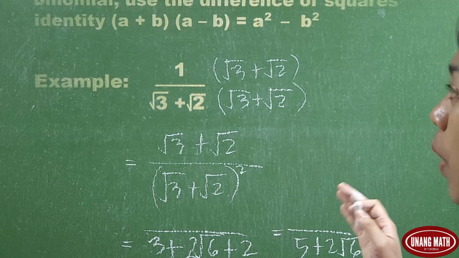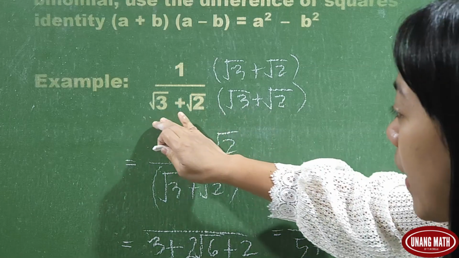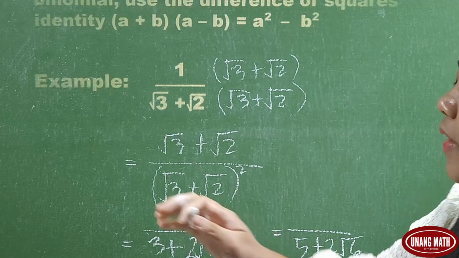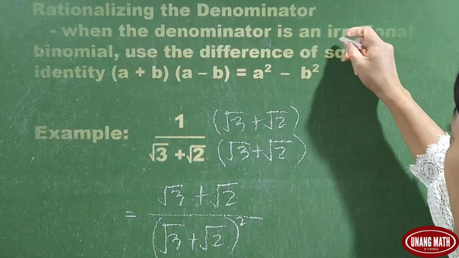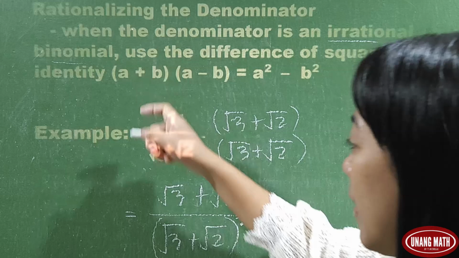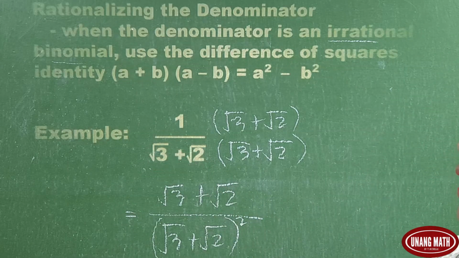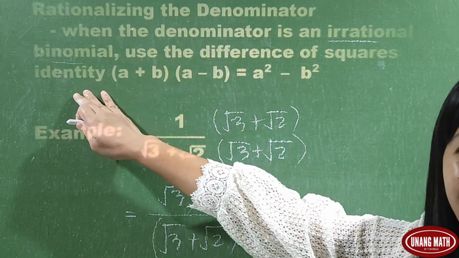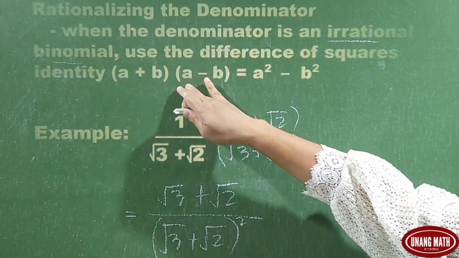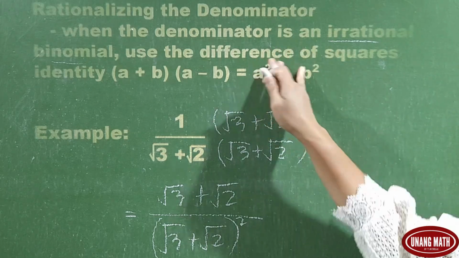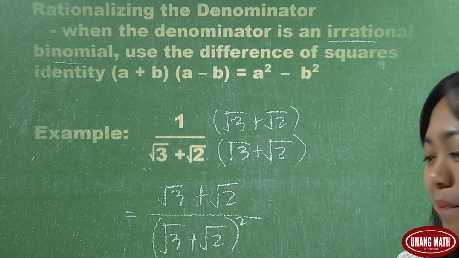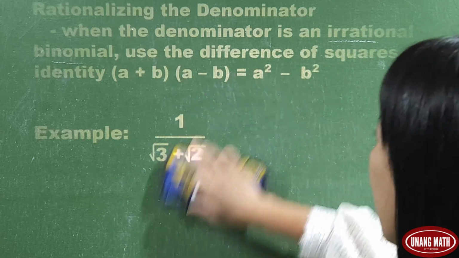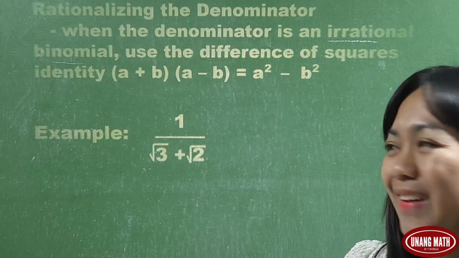Still, this denominator is an irrational number. So, how are we going then to rationalize the denominator of this kind of fraction? So when the denominator is an irrational binomial, we will use the difference of squares identity. So that is a plus b times a minus b, and that would give us a squared minus b squared. Okay, let's rationalize this fraction using the difference of squares identity.